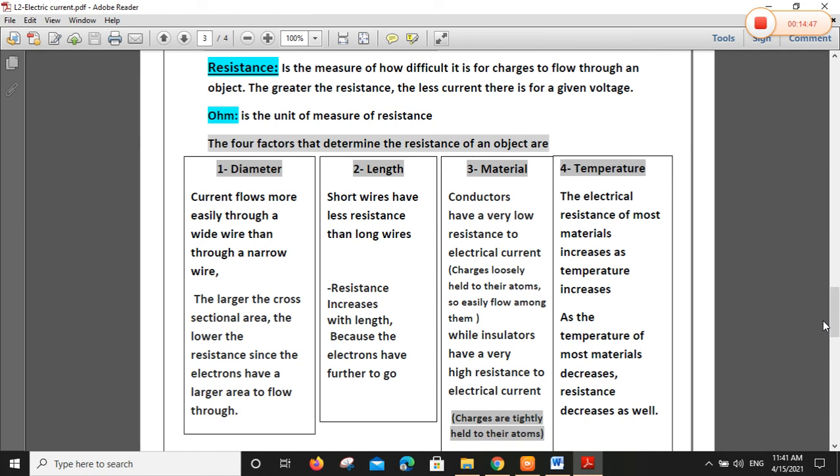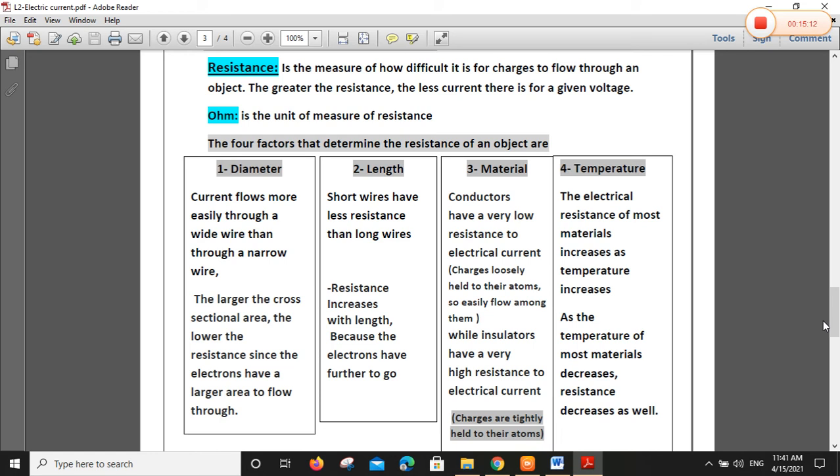Last one, material. As I told you before, conductors and insulators. Conductors allow electron flow easily because their electrons are more loosely held to their atoms than in insulators. In insulators, the charges are tightly held to their atoms. So conductors have very low resistance.